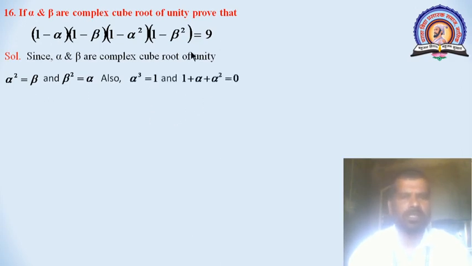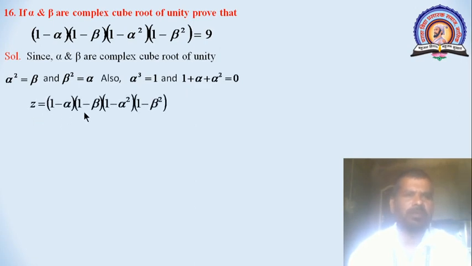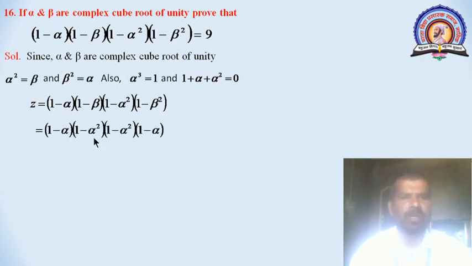So we will consider the LHS: (1 minus alpha) (1 minus beta) into (1 minus alpha square) (1 minus beta square). We are going to put the value of beta as alpha square and beta square as alpha. Here we will get (1 minus alpha) into (1 minus alpha square), since beta is equal to alpha square, and (1 minus alpha square) kept as it is. We will put beta square as alpha, so 1 minus alpha. So again (1 minus alpha) into (1 minus alpha) is (1 minus alpha) square, and (1 minus alpha square) into (1 minus alpha square) is (1 minus alpha square) square.